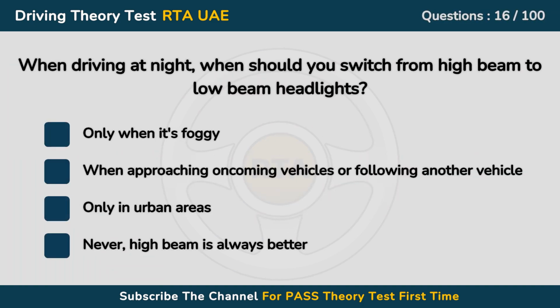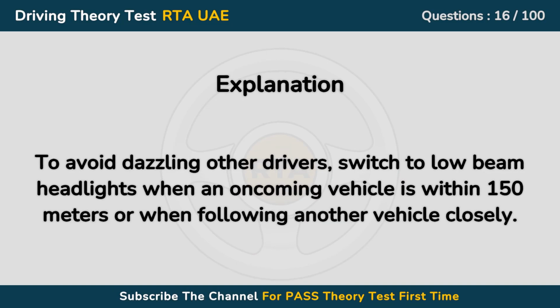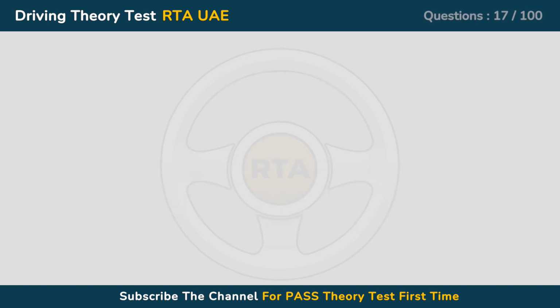Question 16. When driving at night, when should you switch from high beam to low beam headlights? A, only when it's foggy. B, when approaching oncoming vehicles or following another vehicle. C, only in urban areas. D, never, high beam is always better. Answer is B, when approaching oncoming vehicles or following another vehicle. To avoid dazzling other drivers, switch to low beam headlights when an oncoming vehicle is within 150 meters or when following another vehicle closely.